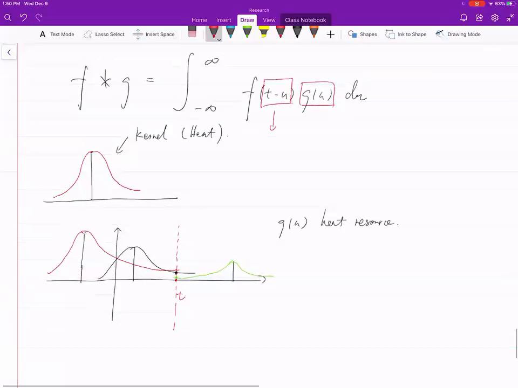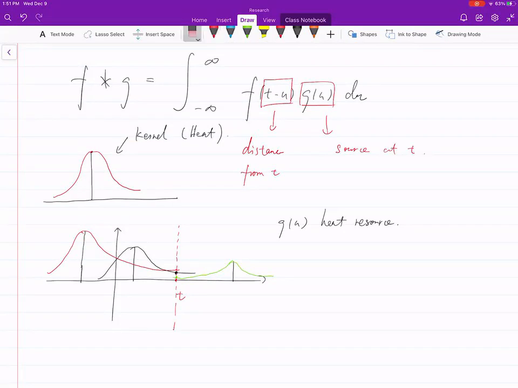So let's just talk about distance from T, and then source at U. Let's just call it source. Not T, U. Distance from T to U and source at U, you sum all these kinds of things for different U's together. That's how you do the heat.